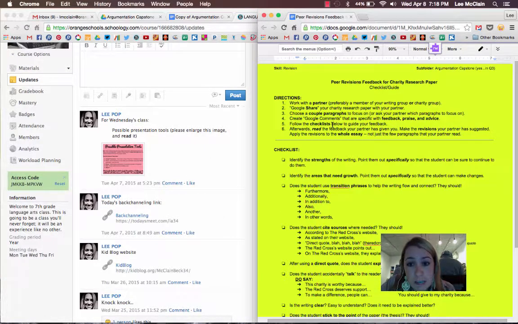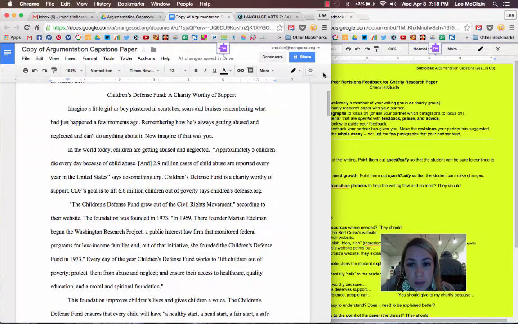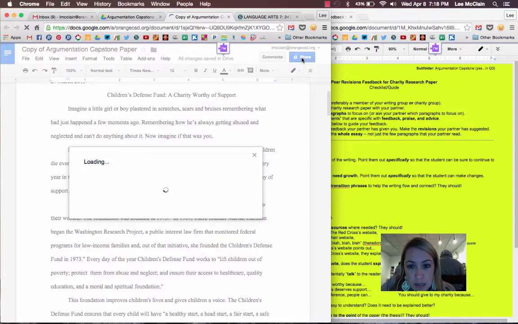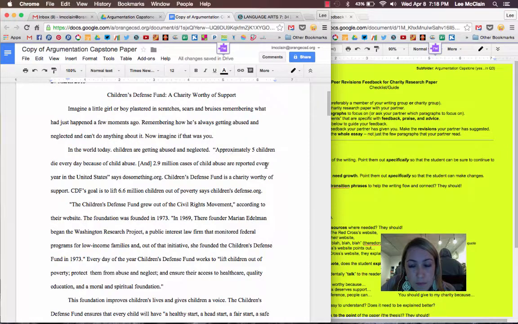Okay, so the first step is you need to pick a partner, preferably a member of your writing group because you're going to be comfortable sharing your writing with them, or someone in your charity group, which is probably the same people. Google share your charity research paper. So if this is my paper, I'm coming up to the blue button and I'm going to type in the email address of whomever and I'm going to share it with them so that they open it.